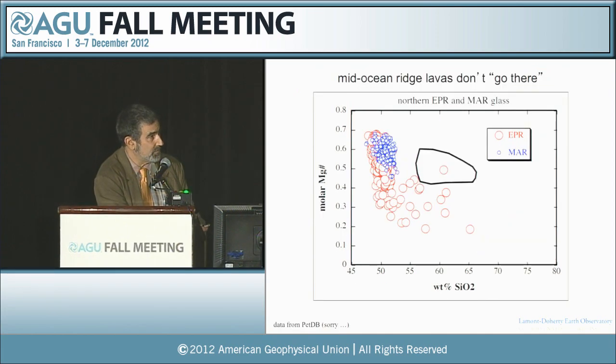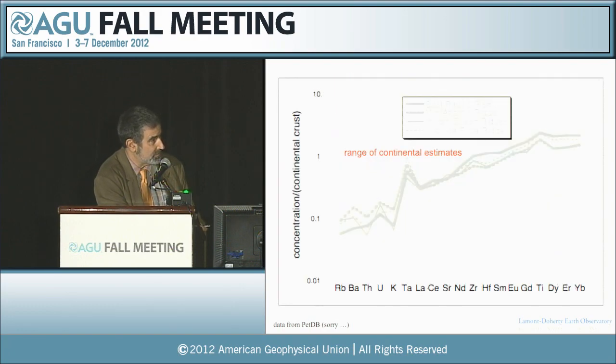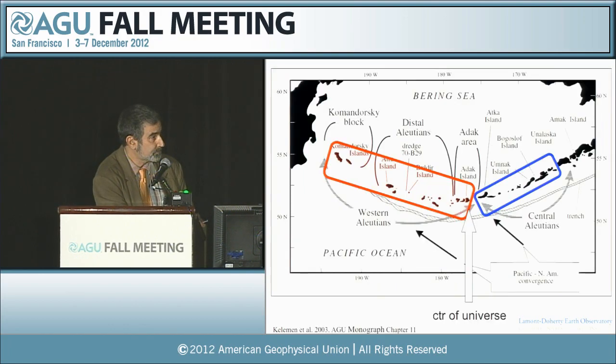And just to remind you, mid-ocean ridge lavas just don't go there at all. Here's that polygon for continental crust. Here's a whole bunch of glasses from the East Pacific Rise and the Mid-Atlantic Ridge, and it just doesn't happen. And just to get you used to this, this is now a continental crust normalized spidergram, or extended trace element diagram, with a bunch of mid-ocean ridge compositions. This is the range of continental estimates from that compilation. Fortunately, on 3 orders of magnitude, it looks kind of narrow. And you can see that these mid-ocean ridge basalts are very, very different.